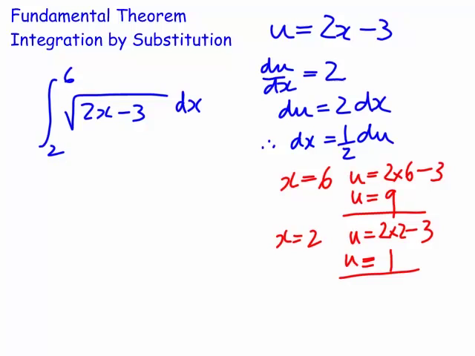So let's start applying this. We now have 2x minus 3, which is u, so it becomes u to the power of a half. The dx is a half of du. I'm going to take the half outside, and hopefully everyone knows we can move constants outside the integral sign. And now this becomes du. The bounds, as we can see here, instead of 2 to 6, are going from 1 to 9.